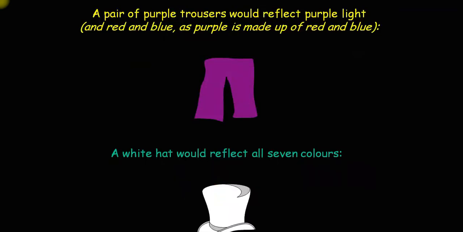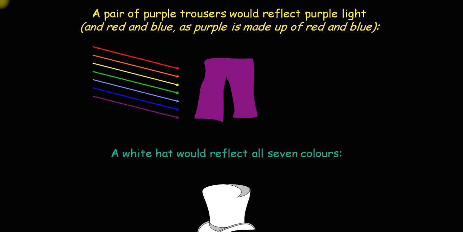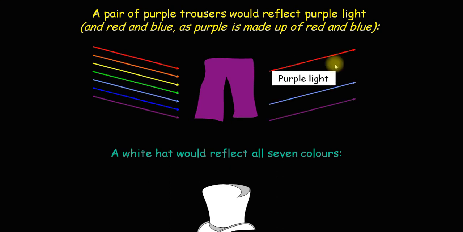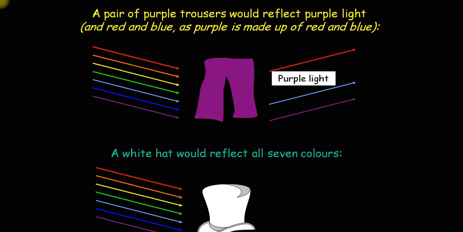A pair of purple trousers would reflect purple light. Remember, purple is a combination of red and blue. A white hat would reflect all the 7 colors, because the combination of all the 7 colors gives us white light. So remember, in this case, red and blue gives us purple, isn't it? Or magenta.